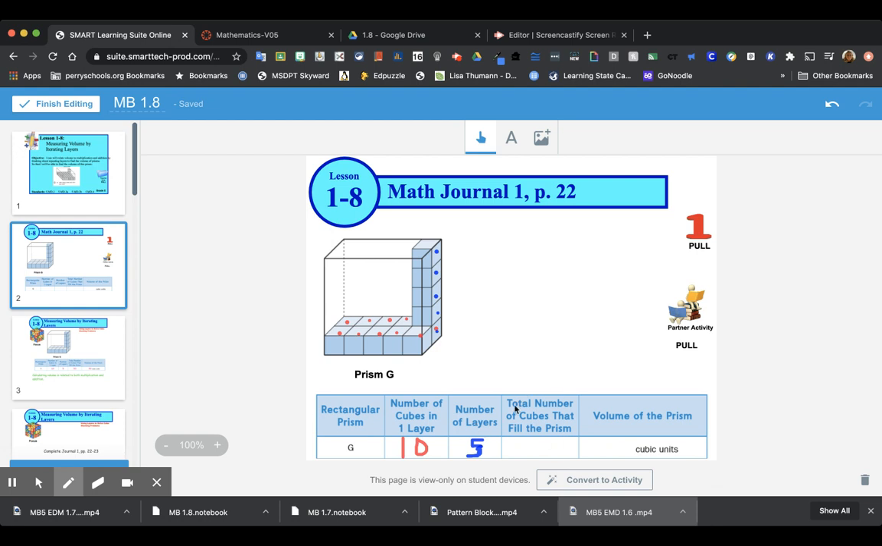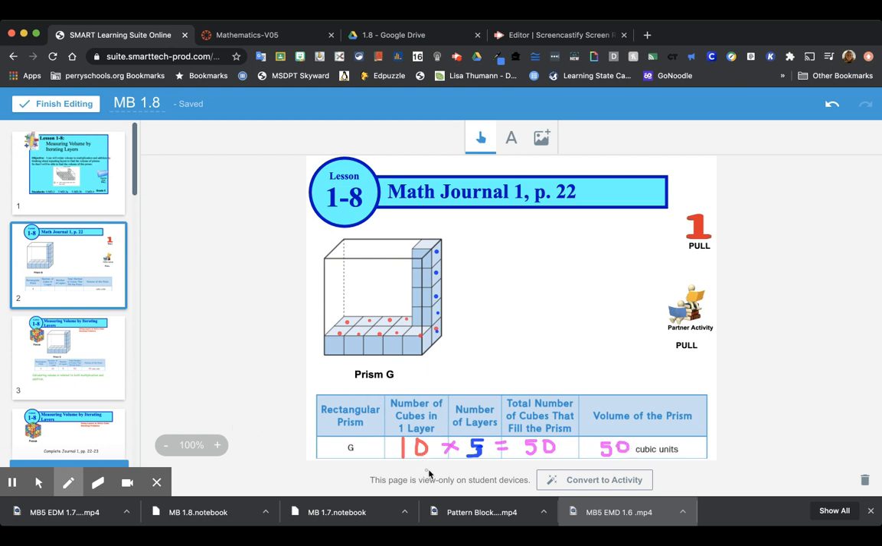Now it's asking for the total number of cubes to fill the entire prism. I like to write this in there: I'm going to multiply 10 times 5, because I know I've got 10 in one layer and I have 5 layers. So 10 times 5 gives me a total of 50 cubes to fill the entire prism. And so what is the volume? We know that in the past lesson, when we're using these cubic units, it is the same as our volume. So the volume of prism G is 50 cubic units.